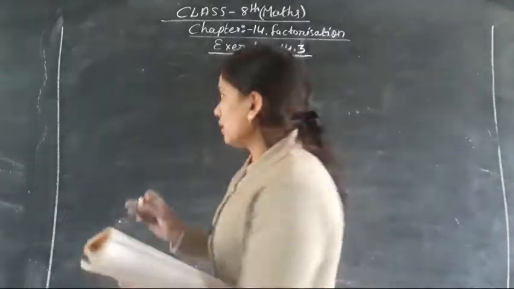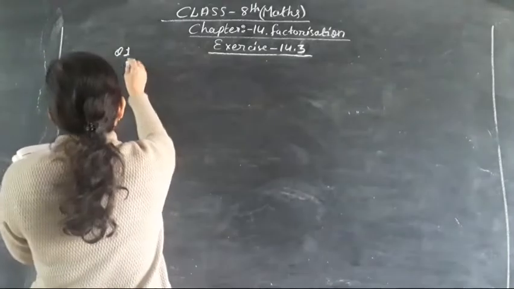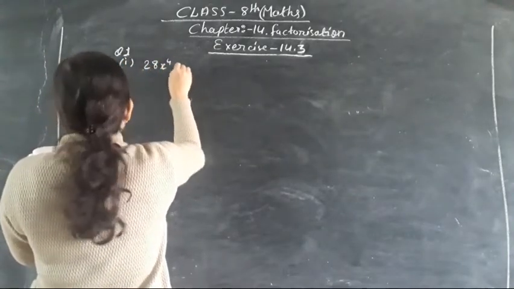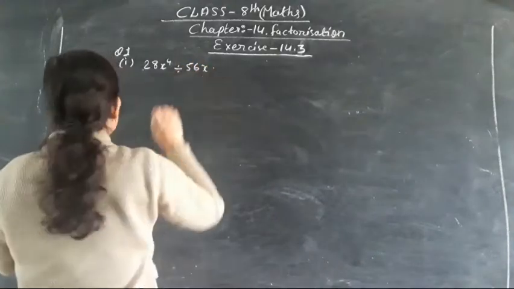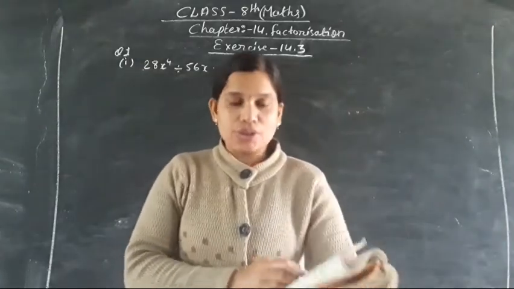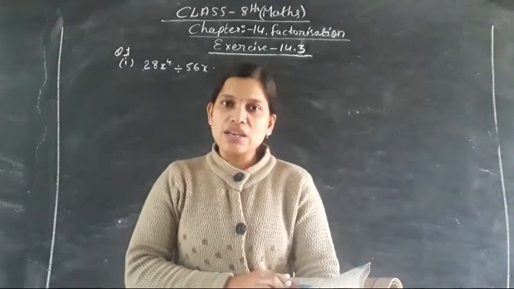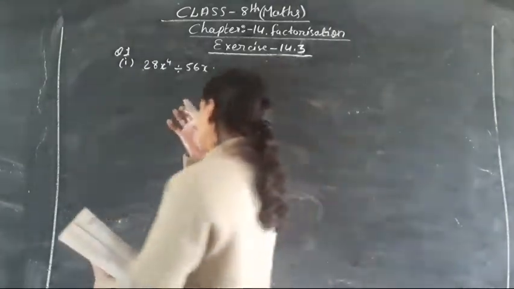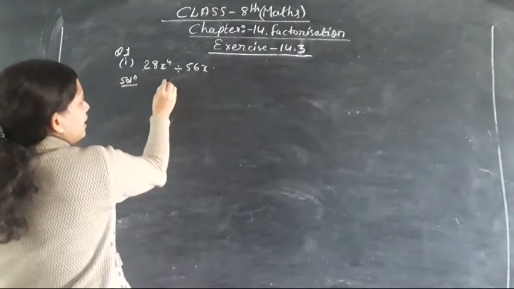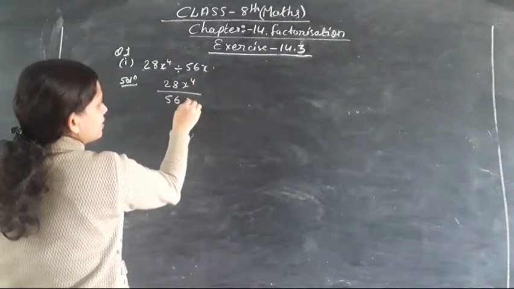Question number 1 from exercise 14.3: 28x to the power 4 divided by 56x. This is the question we are having. So what we have to do here is divide. It says carry out the division, isn't it? So we have to divide it. How to divide the number? Just look up. Solution. As the divide sign is given, so 28x to the power 4 upon 56x, isn't it?